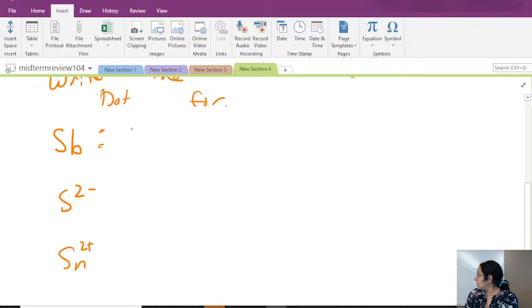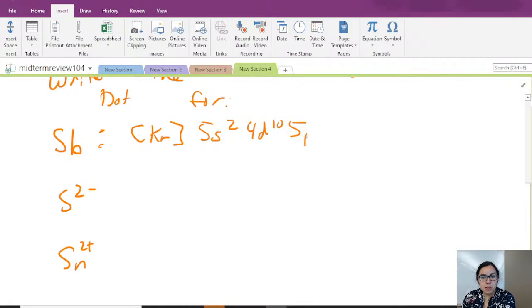All right, who wants to give us the electron configuration for antimony? So what noble gas can we start at? Krypton, and then what comes next? 5s2. And what's after that? 4d10. And the last bit? 5p3. Nice class effort there.